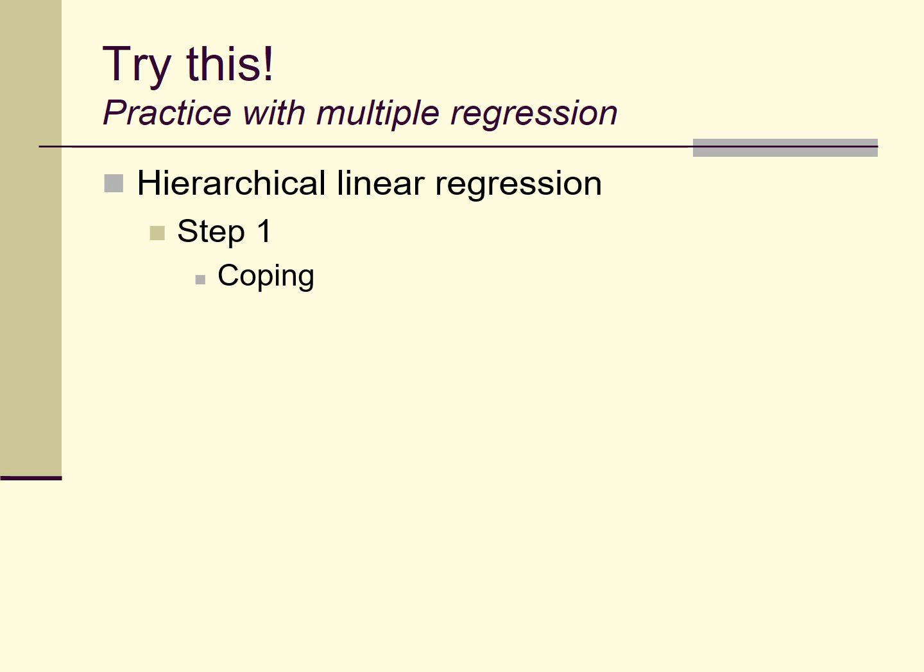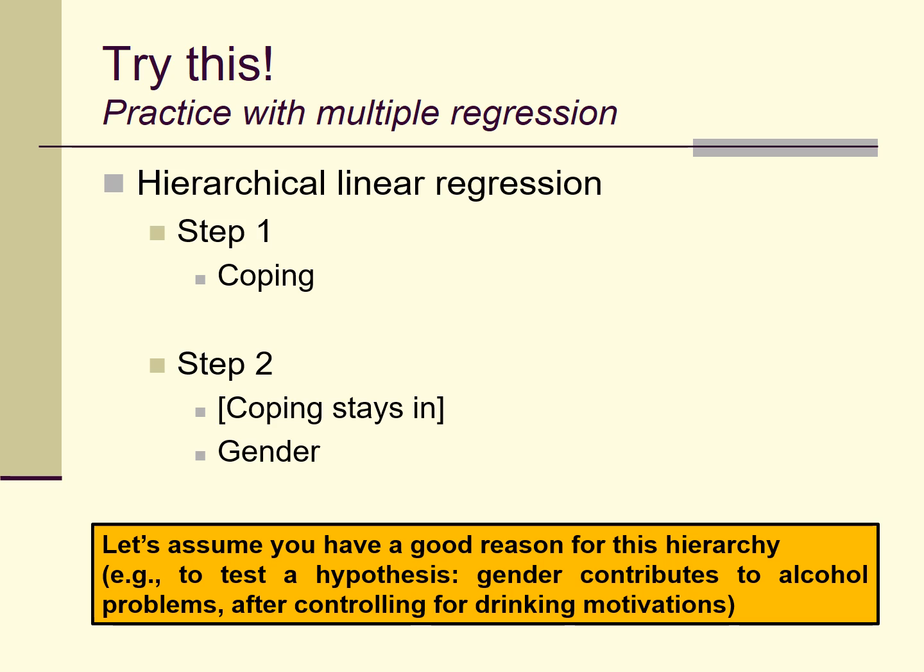That's going to be our coping-related variable. And in step two, we enter gender. And let's assume we have a good reason for doing this. Perhaps we have a hypothesis that gender contributes to alcohol problems after controlling for drinking motivations. This is, I think, the way people often use multiple regression. They say, does a particular predictor variable contribute to the outcome variable above and beyond some other well-established predictor variable?